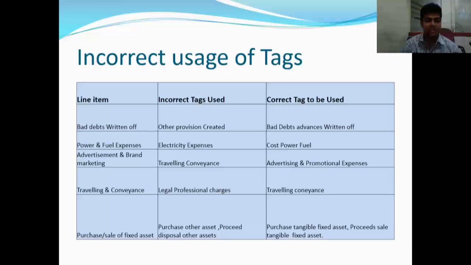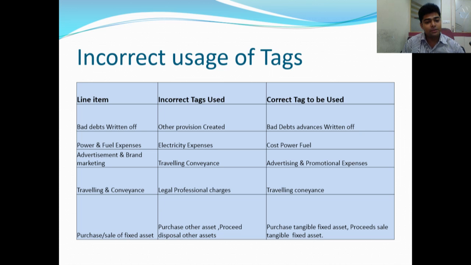And other incorrect usage of tags: bad debts written off is tagged by the companies with other provision created. However, the correct tag will be bad debts advances written off. Power and fuel expenses are tagged by some of the companies with electricity expenses. However, the best tag available is cost, power, fuel.